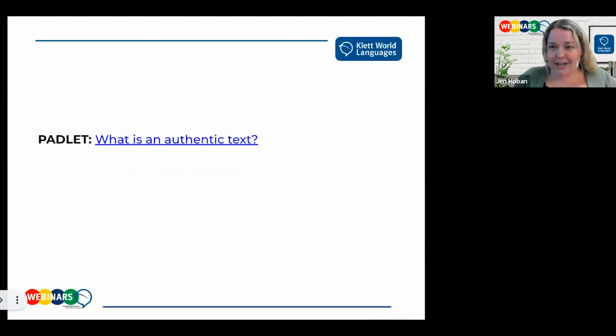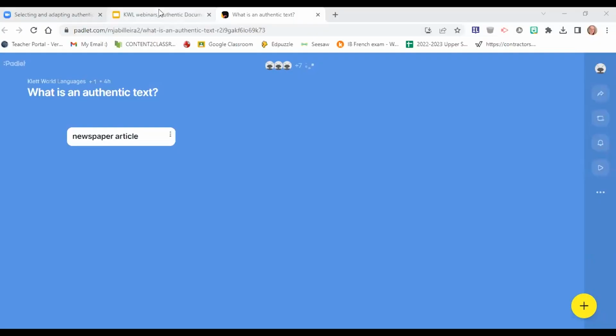And before we actually get started, we'd like you to click on this Padlet and say, what is an authentic text? A newspaper article, definitely an authentic text, right? That would definitely work. What else is coming up here?